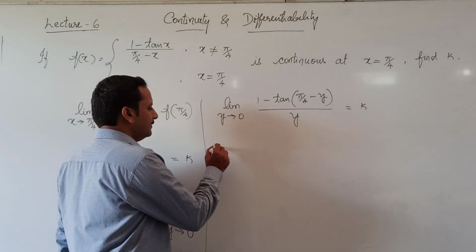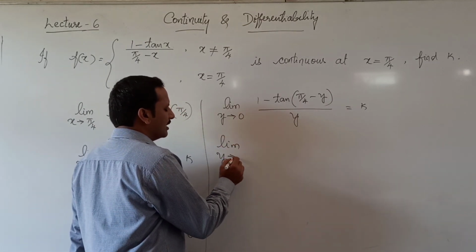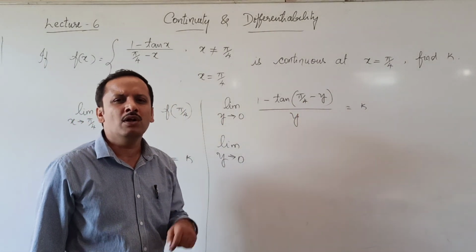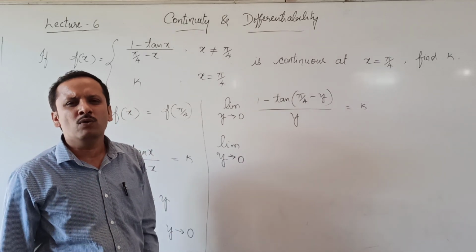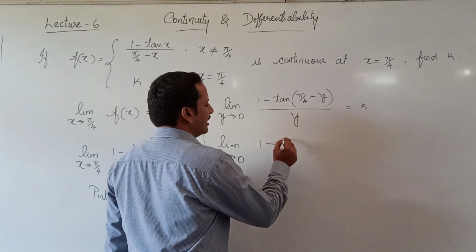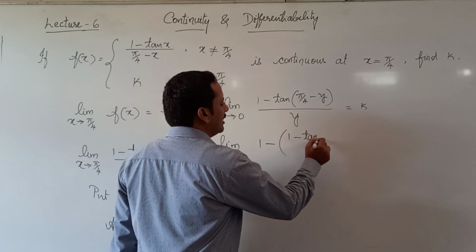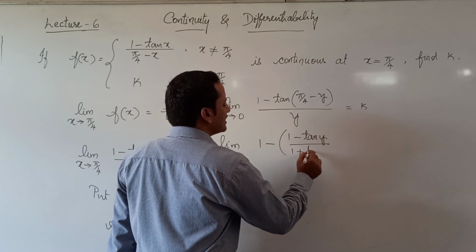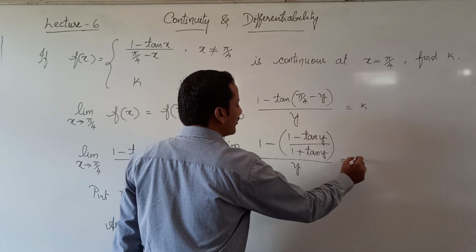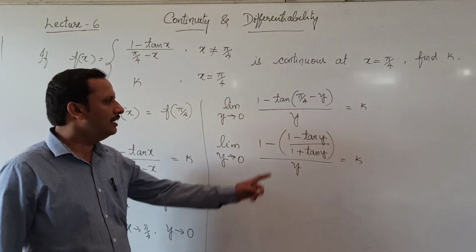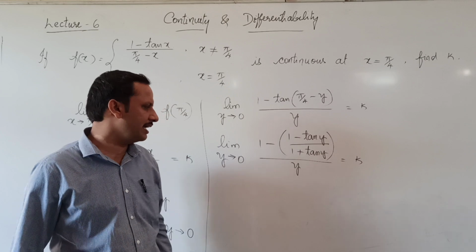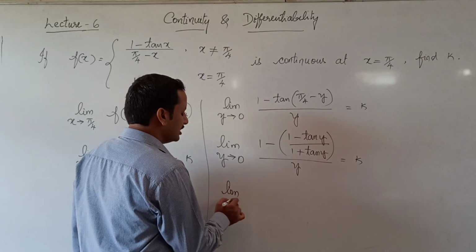Okay. So next, then what do we do? We know one formula. Tan pi by 4 minus theta is equal to 1 minus tan theta divided by 1 plus tan theta. So tan pi by 4 minus y can be written as 1 minus tan y divided by 1 plus tan y, whole divided by y, equal to k. Right? Tan pi by 4 minus y can be written as 1 minus tan y divided by 1 plus tan y. Now limit y tends to 0.